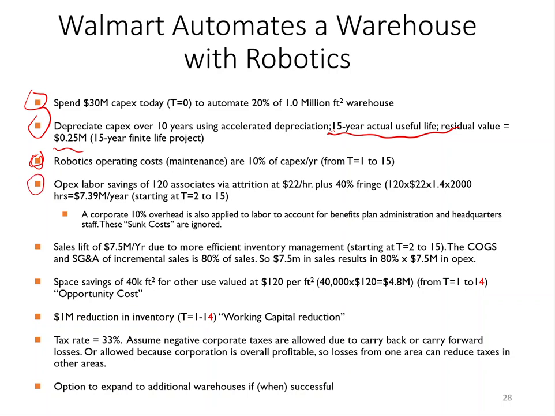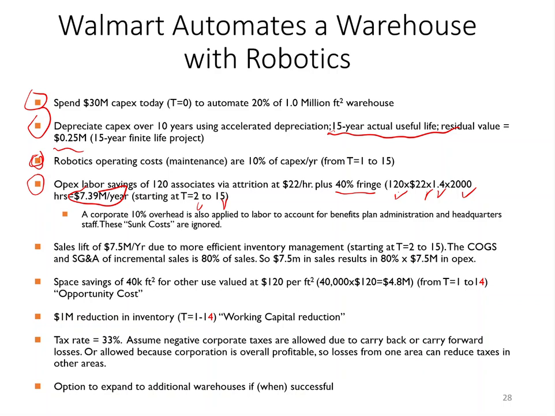You're going to have labor savings. There are going to be 120 associates or employees, via attrition or will not hire, at $22 an hour plus 40% benefits. We'll call that fringe. So 120 employees savings at $22 an hour plus 40% of benefits times 2,000 hours a year. That's going to save the company $7.39 million per year. The savings are not going to kick in till year 2, and they'll last till year 15.